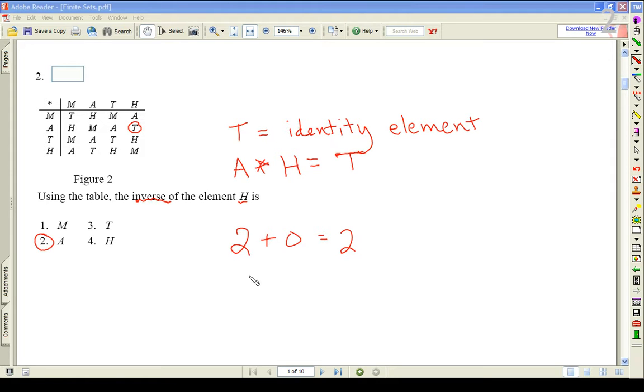In multiplication, the identity element is 1. If we take my favorite number, 27, and multiply it times 1, the multiplicative identity, you get 27 back out. So in this problem, A is the identity because when you pair it up with something, it gives you that something back.